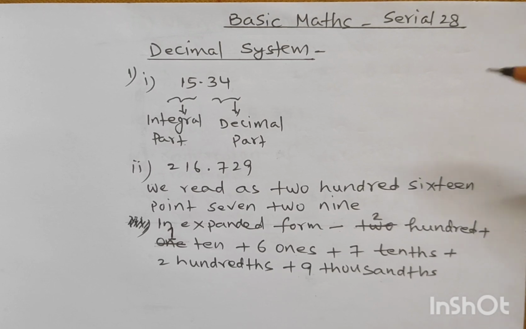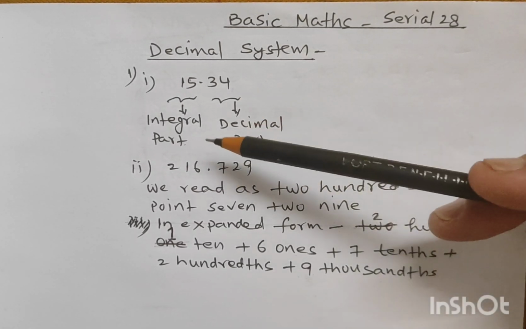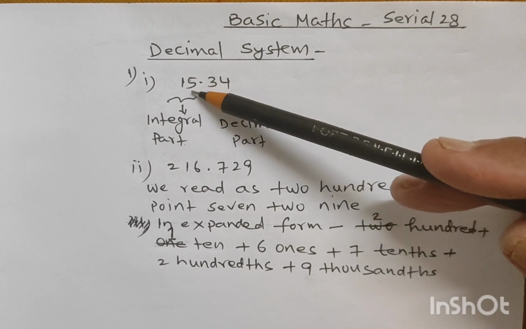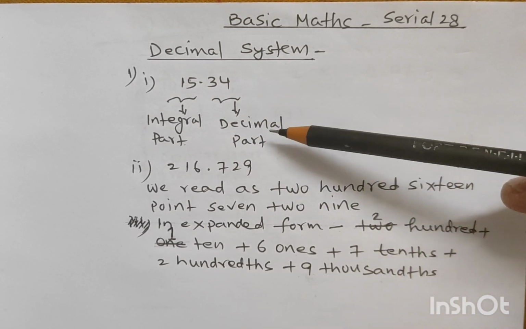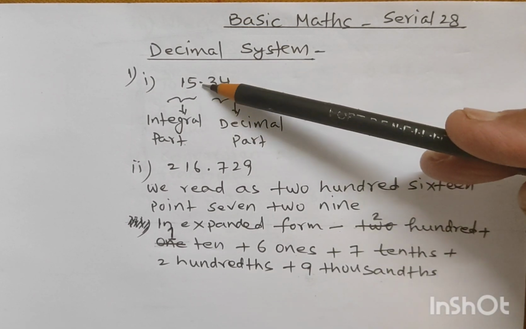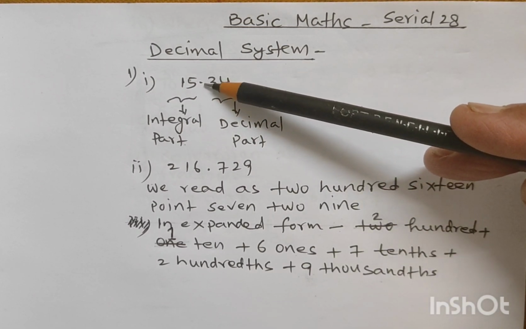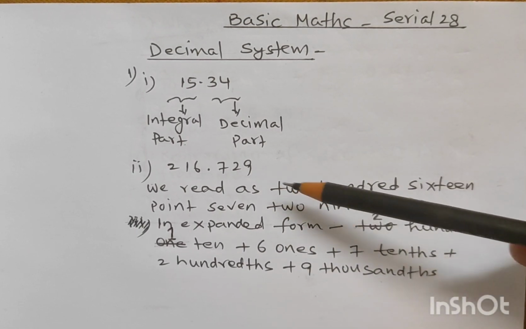Now a decimal number like this has two parts. Before the decimal, it is the integral part. After the decimal, it is called the decimal part or fraction part. And this point is called the decimal. This is another decimal number.